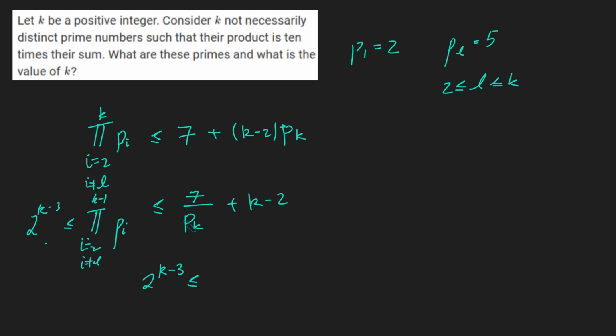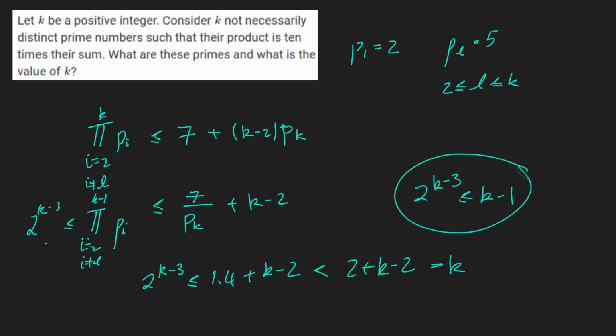Well, what about this pk here? Well, we know that pk, which remember is our biggest prime, has to be at least 5, because we know that 5 is one of our primes, so pk is going to be at least 5. So this is going to be at most 7 over 5, which is 1.4. So I can say that this is less than or equal to 1.4 plus k minus 2, and that's obviously going to be less than 2 plus k minus 2, which is obviously k. And so 2 to the k minus 3 is less than k, and so 2 to the k minus 3 I can with confidence say is less than or equal to k minus 1.